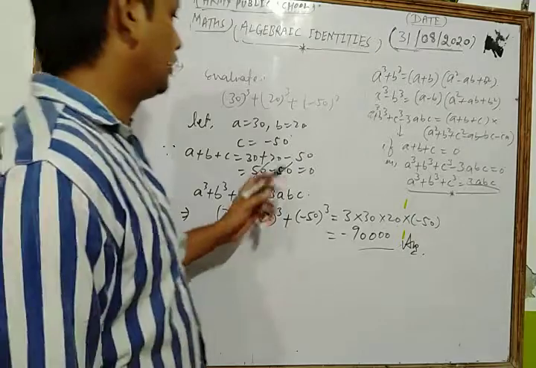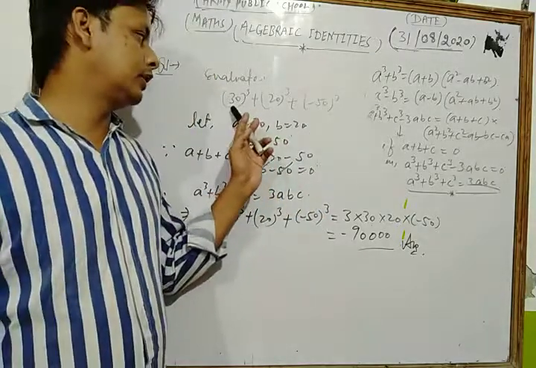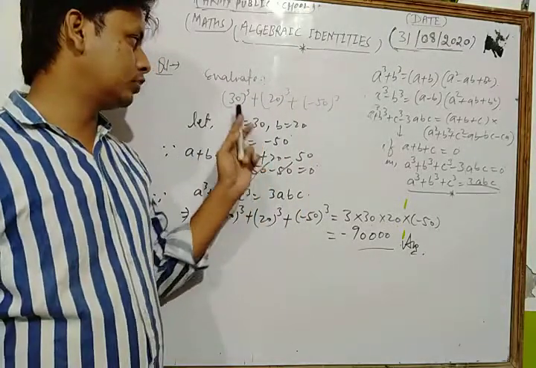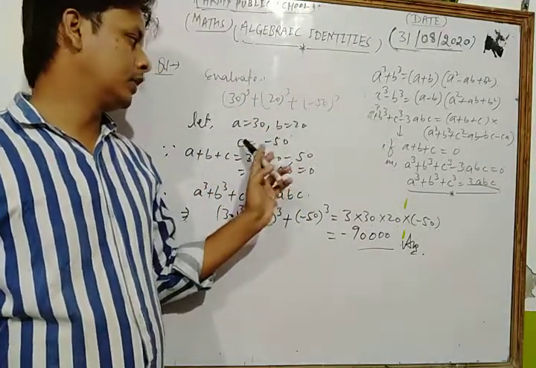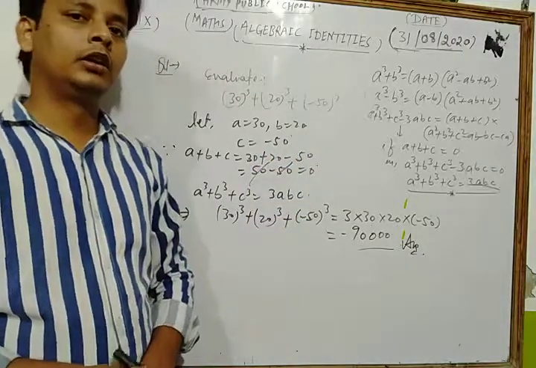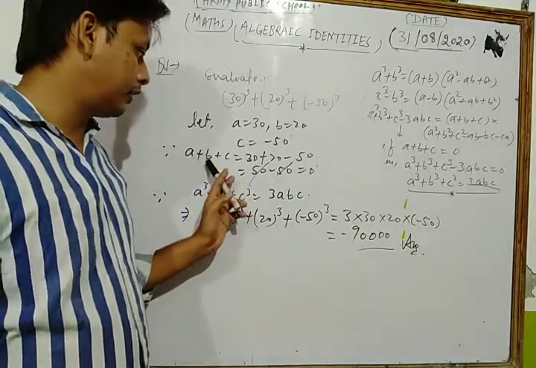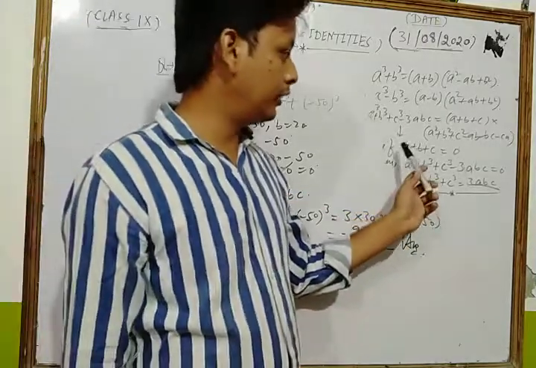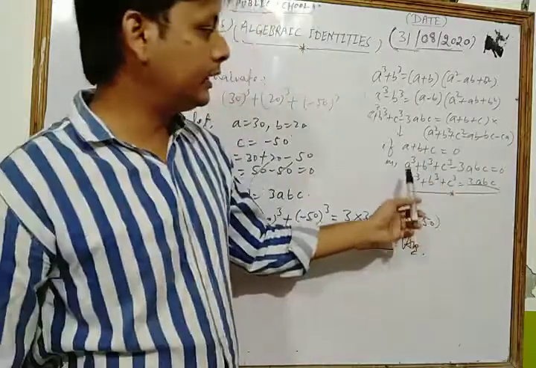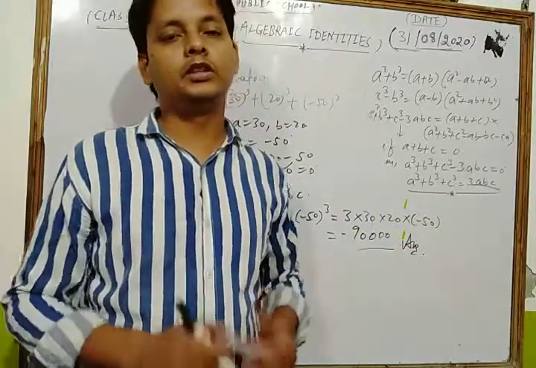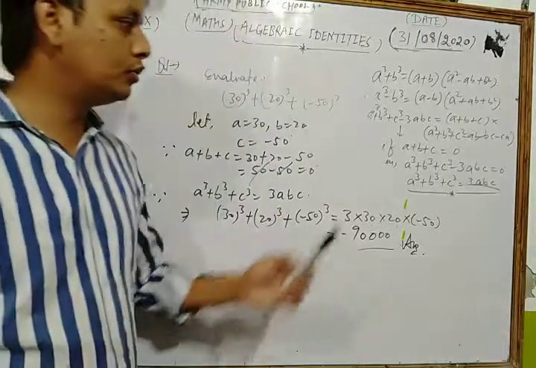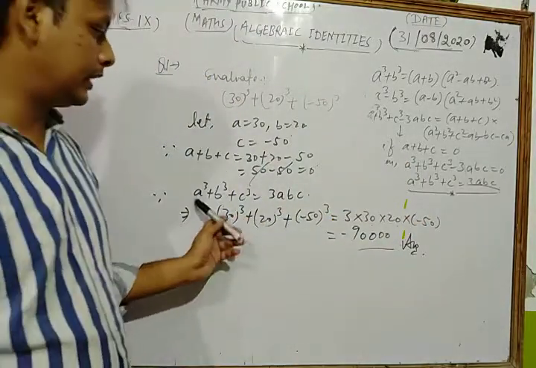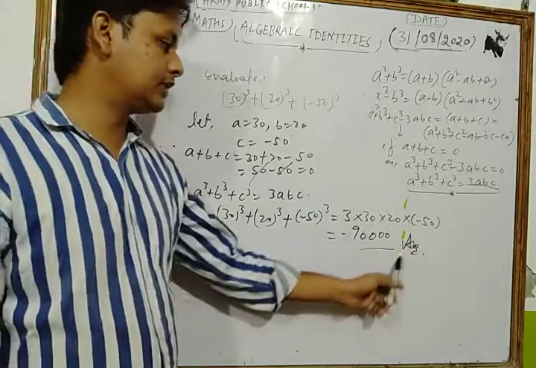Now look once more, dear student. We find the value of 30 cube, 20 cube, minus 50 cube. First we take a equal to 30, b equal to 20, and c equal to minus 50. After that we find that the value of a plus b plus c is equal to 0. So if a plus b plus c is equal to 0, then the value of a cube plus b cube plus c cube is equal to 3abc. We use that concept and put the values of a, b, c in that formula, and we get our result of 90,000.